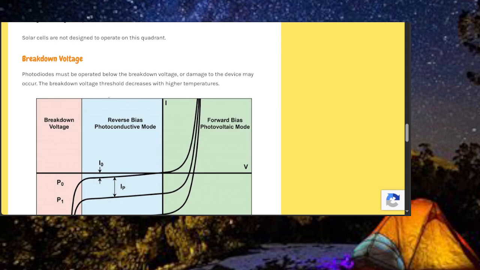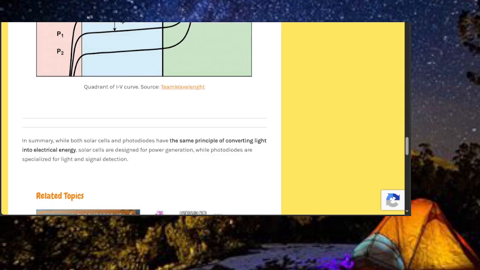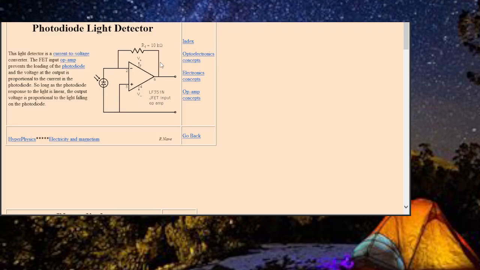But as far as the solar cell, I don't really know what's going on with that. And there's another circuit here. This is an LF351 JFET input op amp. Some of these op amps are pretty good, but still, we're going to use discrete components.